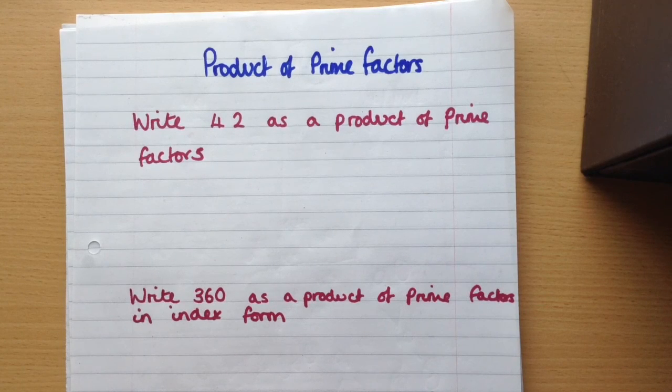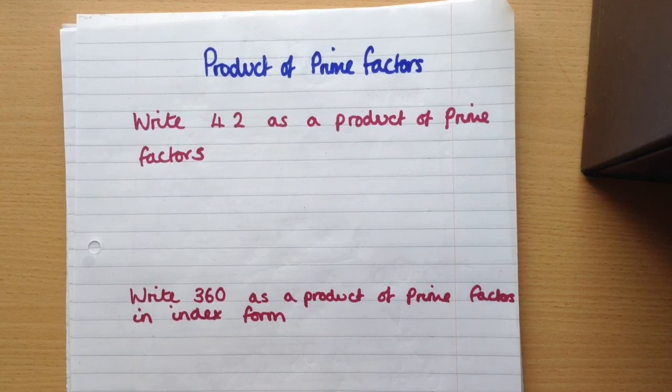Any number can be split up into a product of prime factors. Remember, a product is a multiplication, and prime numbers are numbers that only have two factors, 1 and the number itself, so they can only be divided by the number 1 and the number themselves. And a factor is anything that multiplies into another number.